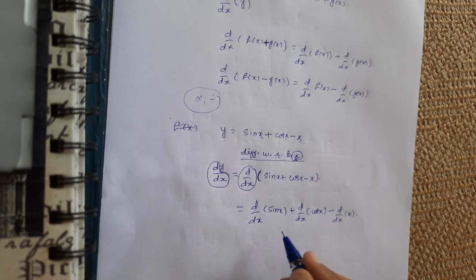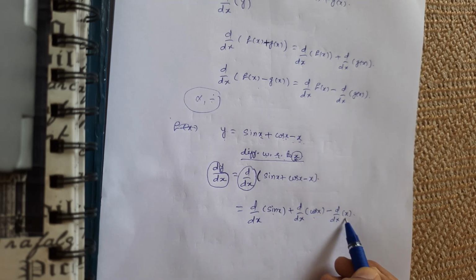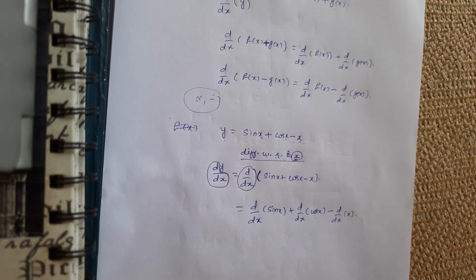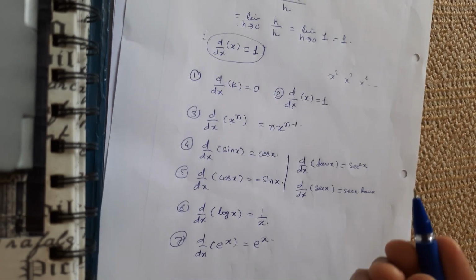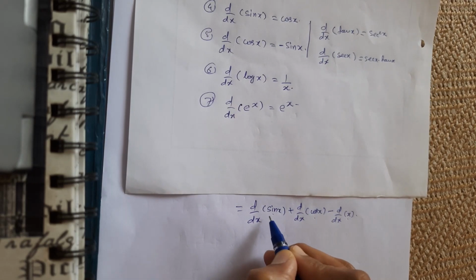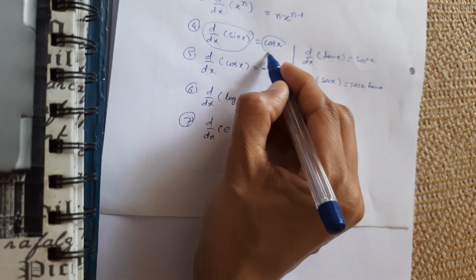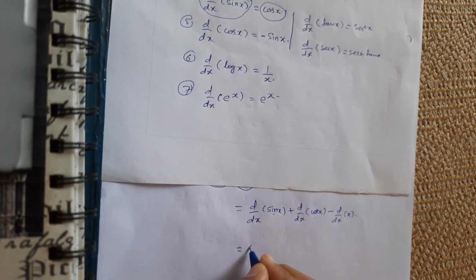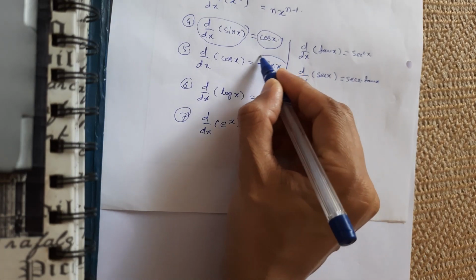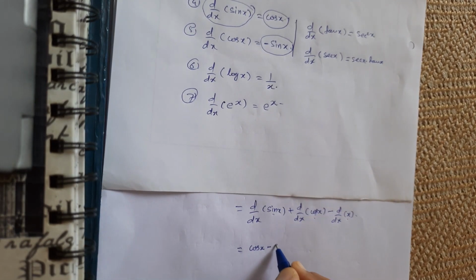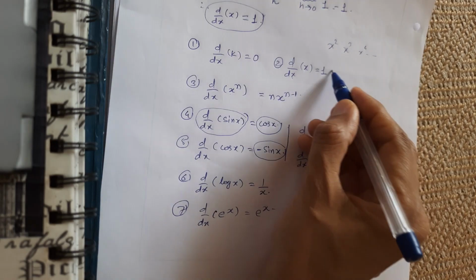Now instead of applying first principle to each of these functions, I will just look at the standard derivative of these functions. I need the derivative of sin x, which I need to remember is cos x. So I write cos x. What is the derivative of cos x? It is minus sin x. So I write minus sin x, minus the derivative of x, which is 1.